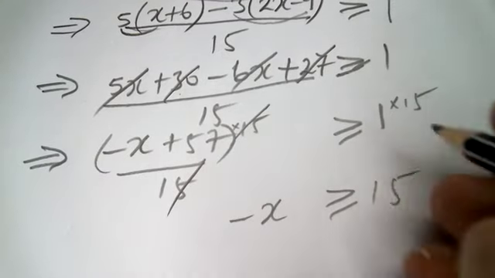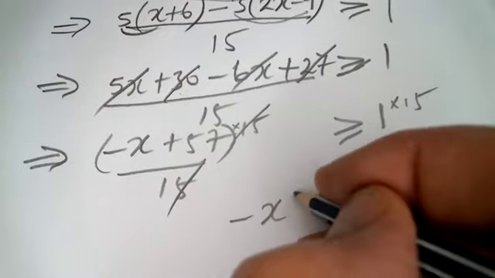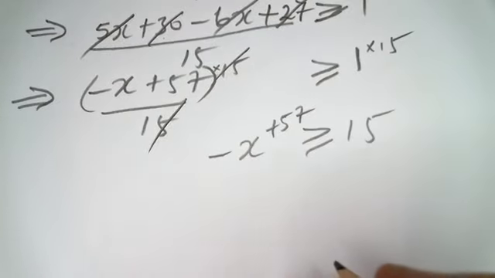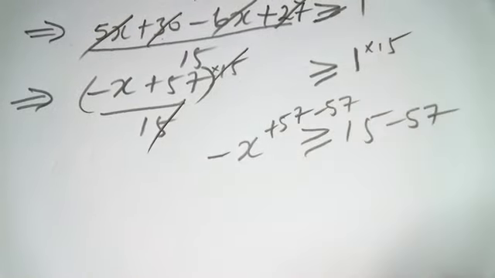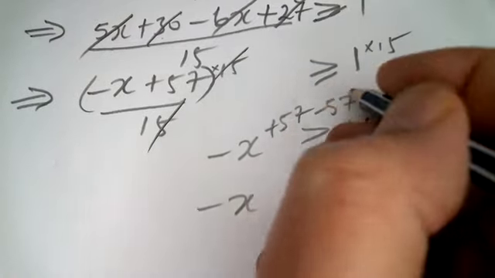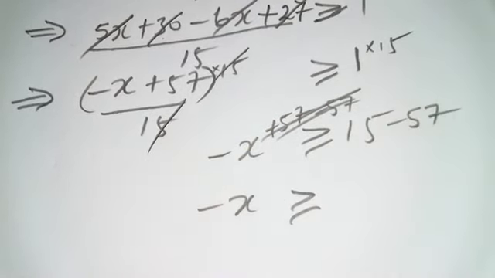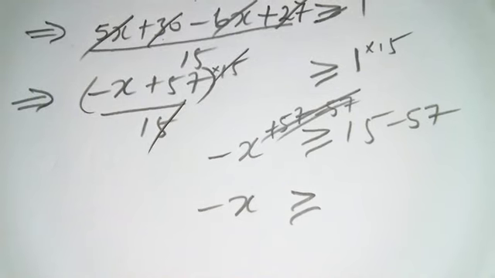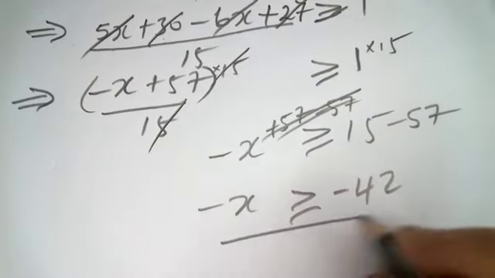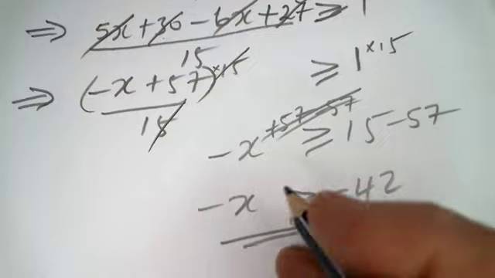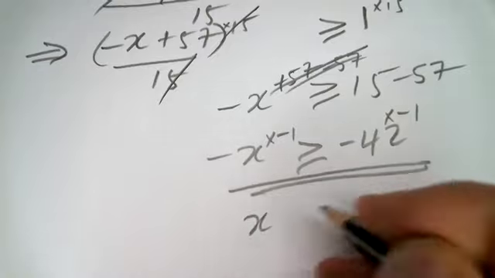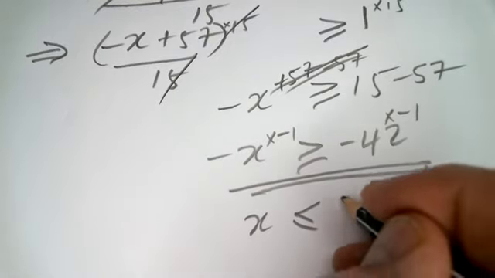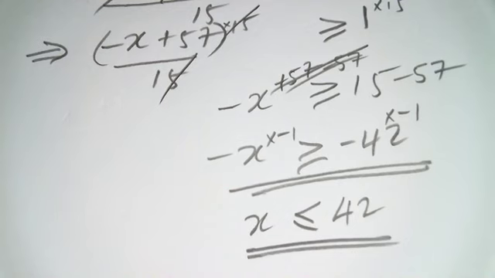Now I'm going to subtract the 57 from both sides, 57 minus the 57, and let's see where we go. So negative x is greater or equal to 15 minus 57, that's going to be negative 42. So in order to find x, I'm going to multiply both sides by negative 1. That would do it. So x is now less than or equal to 42. And that would be my answer.